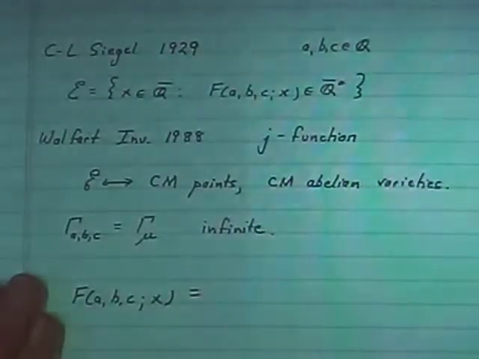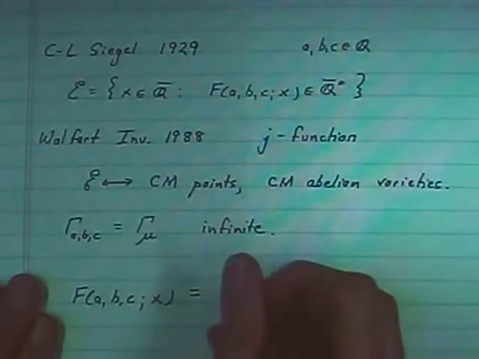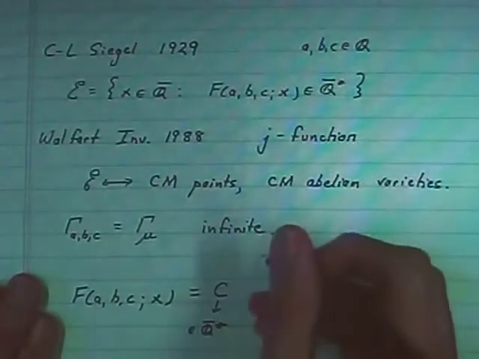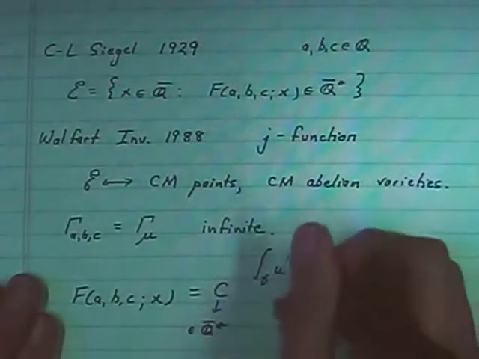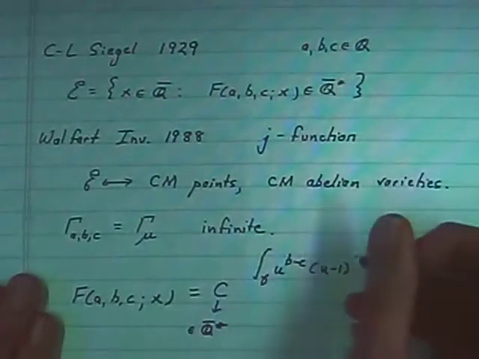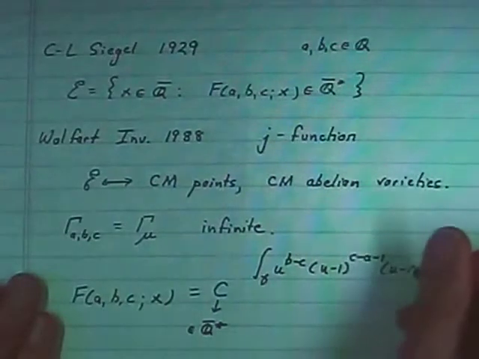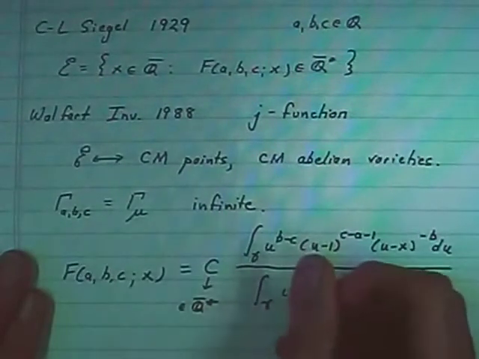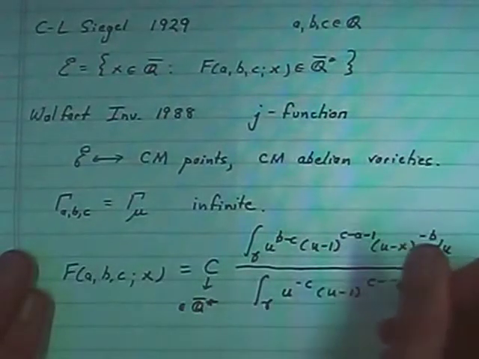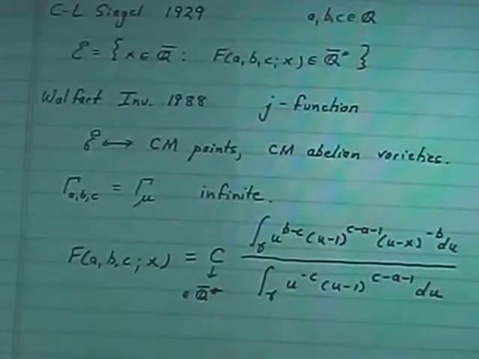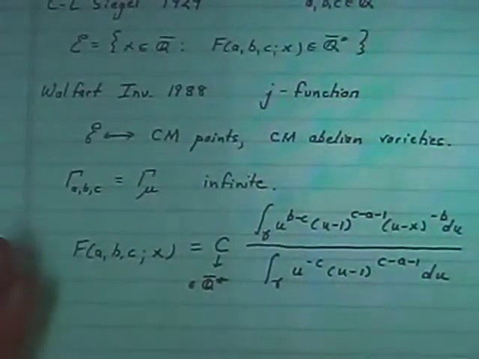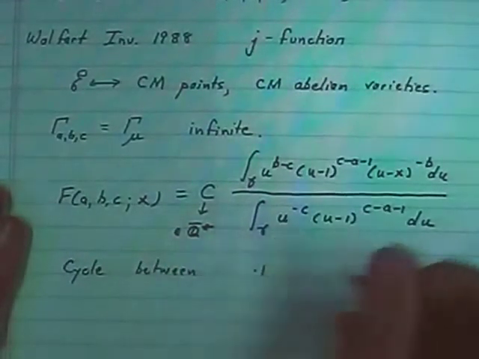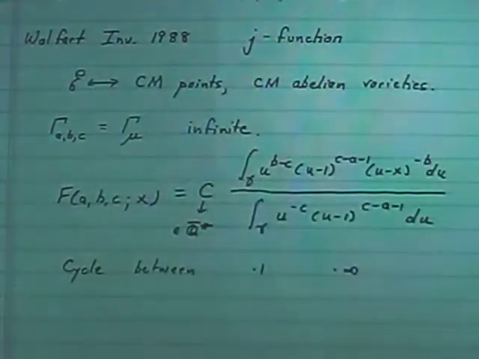I wrote it as a ratio of integrals from 1 to infinity. And now I'm going to say, well, there's some constant in the non-zero algebraic numbers such that I can write the hypergeometric function as a ratio of periods defined over Q bar. And this gamma is going to be some cycle called a Pochhammer cycle between the points 1 and infinity. So it's a closed loop that actually goes around 1 and infinity twice.